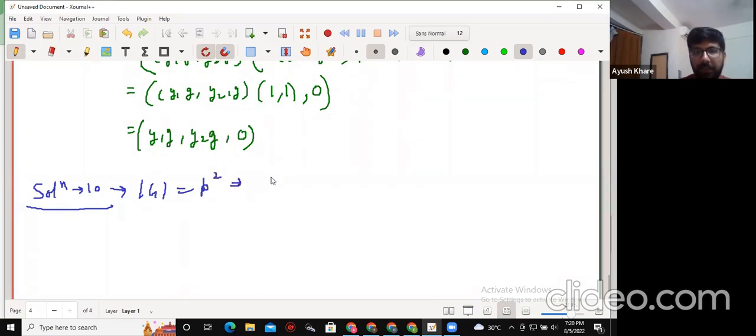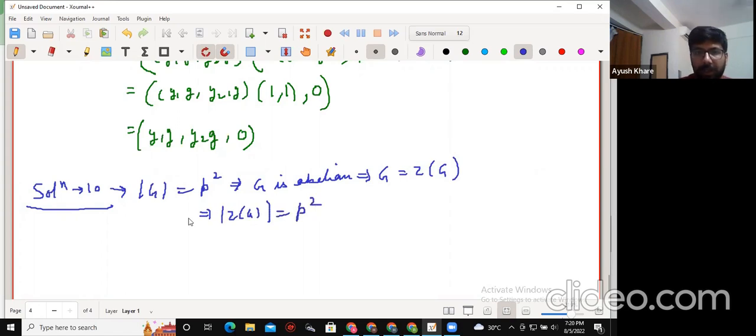This implies that G is abelian, and that implies G is equal to the center of G, and thus the order of Z(G) is p square. Okay.